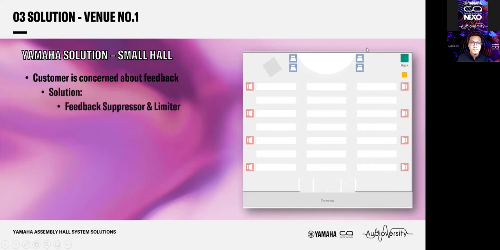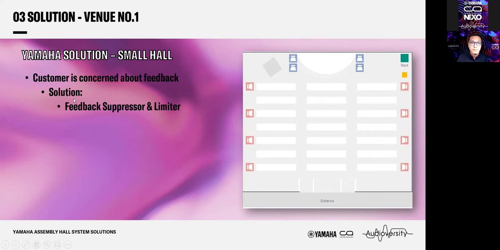So our solution is to have the feedback suppressor and limiter. The feedback suppressor will suppress the feedback whenever it detects it, where the limiter function helps to limit whenever the audio starts to peak to a certain level, and it will cut off. So this also helps to protect your speakers as well.